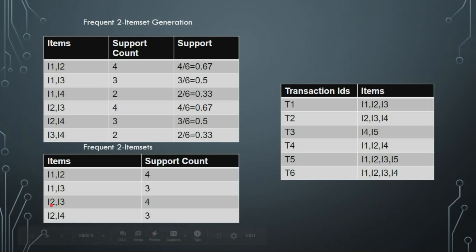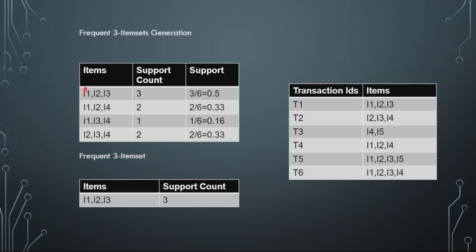So I1, I2, I3; I1, I2, I4; I2, I3, I4; and I1, if that was not covered earlier. So I1, I2, I3; I1, I2, I4; I1, I3, I4; I2, I3, I4, and we will compute the support for these 4 values now.